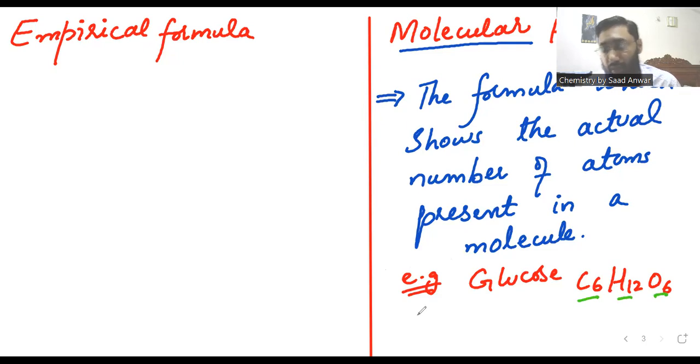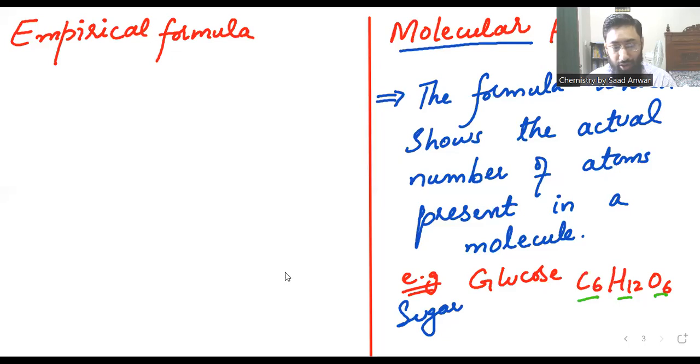Similarly, the formula of sugar is C12H22O11. This formula is telling us the actual number of atoms present in sugar.